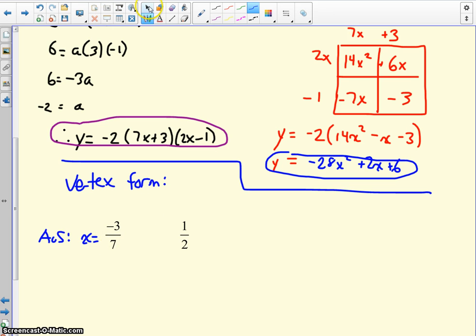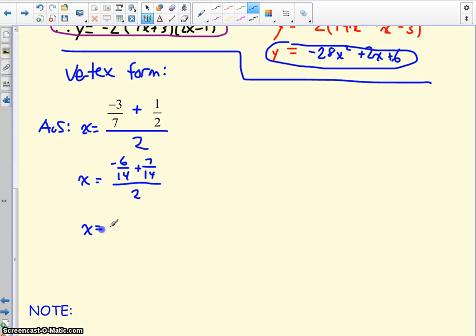So x equals negative 3 over 7 plus 1 over 2. So we add them together and divide by 2. Okay, so we should be comfortable working with fractions by now. So this will give me, if I find a common denominator, negative 6 over 14 plus 7 over 14, all divided by 2.